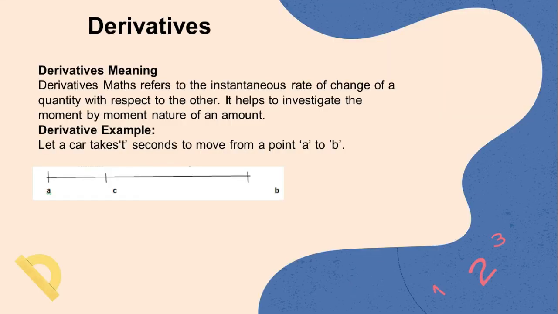Derivative meaning: a derivative refers to the instantaneous rate of change of a quantity with respect to another. It helps to investigate the moment by moment nature of an amount. Derivative example: let a car take t seconds to move from point A to point B.